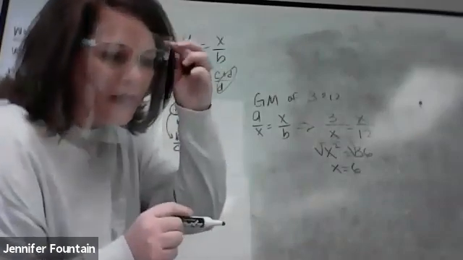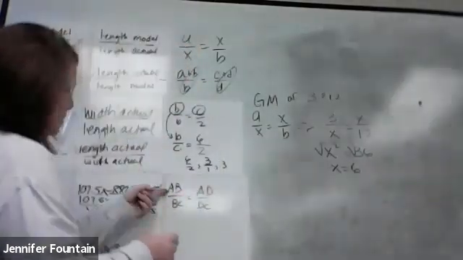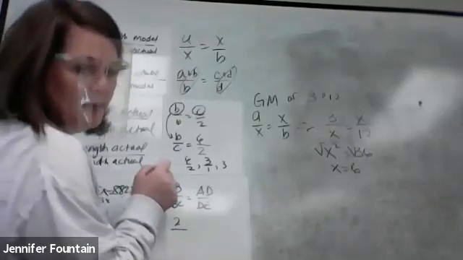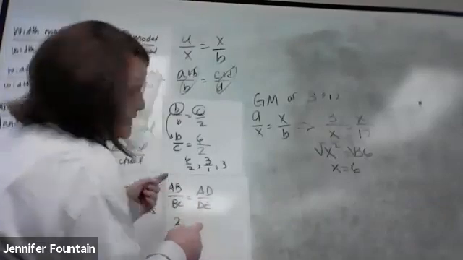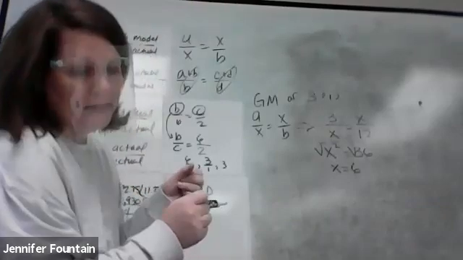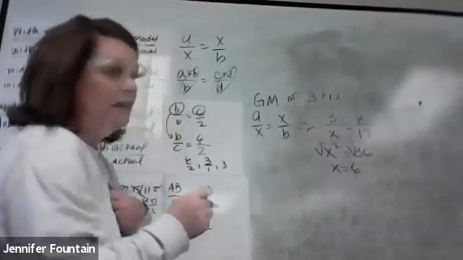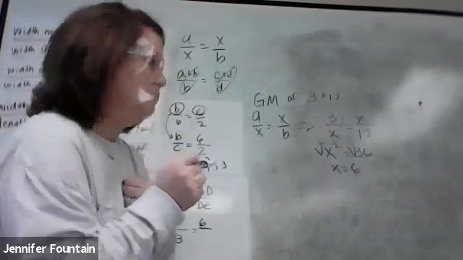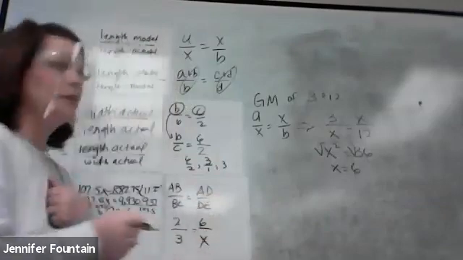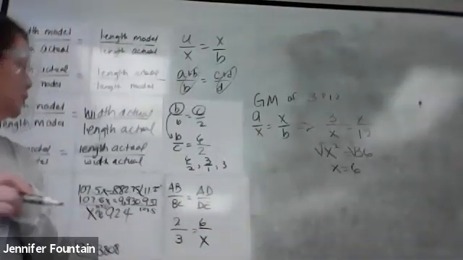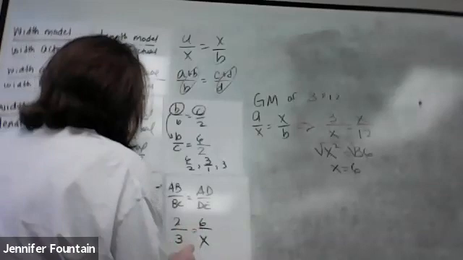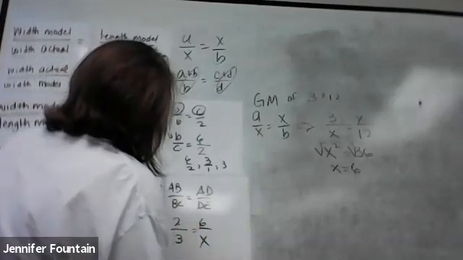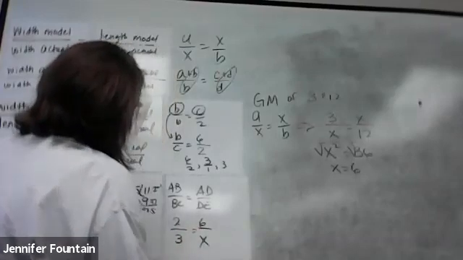So what do I know the measure of AB is? 2. What is the measure of BC? 3. What is the measure of AD? 6. And what is the measure of DE? Do we know? I don't know what it is, and that's going to be my variable. Whatever I don't know is my variable. So I have 2x is equal to 18, so x is equal to 9.